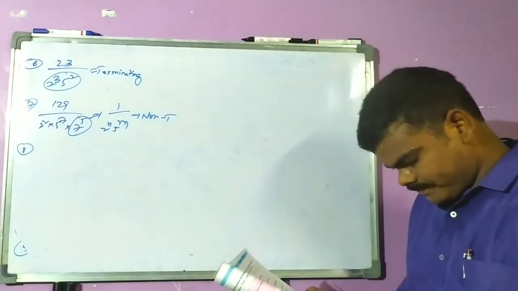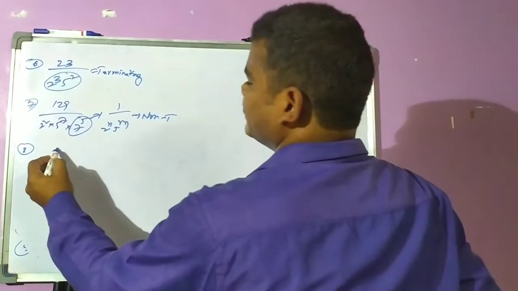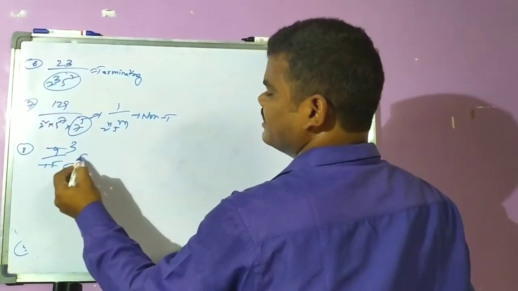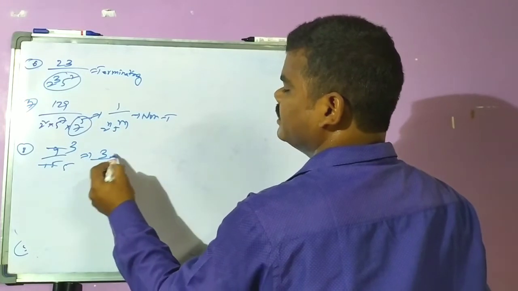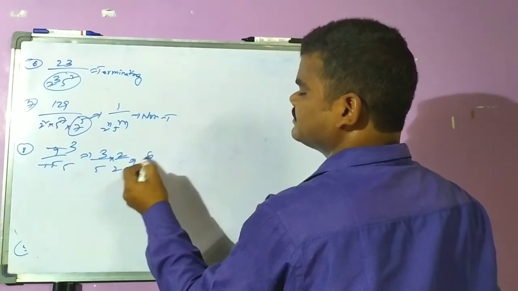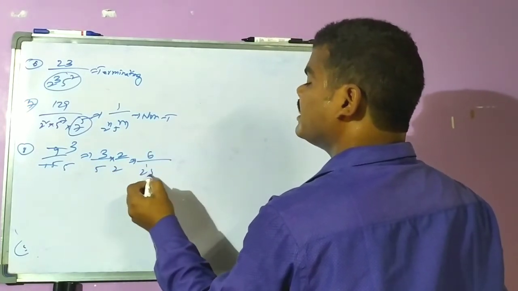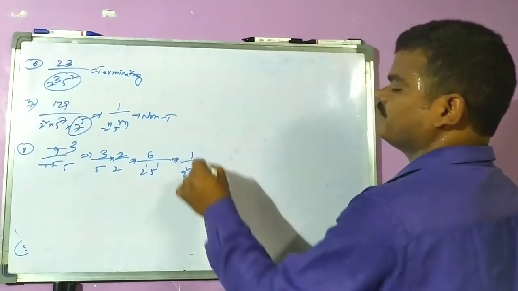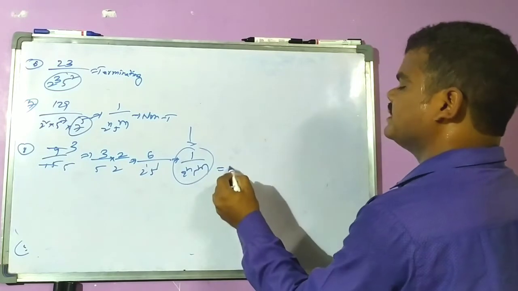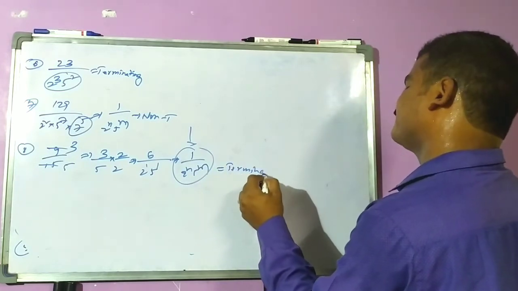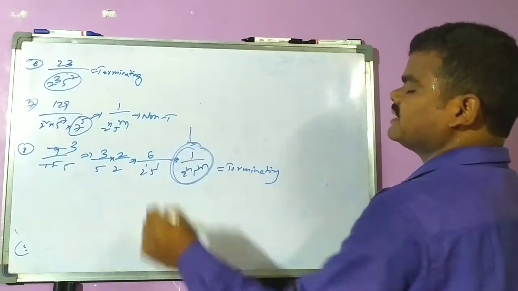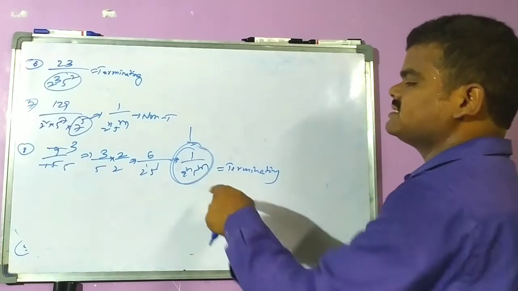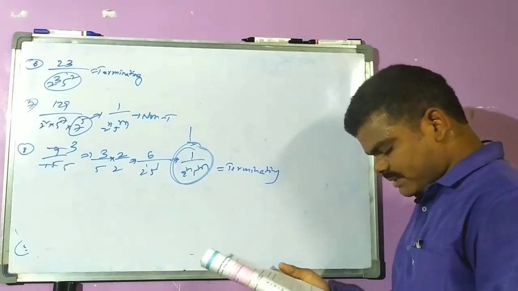8th one. 9 by 15. See, 3 3s are 9, 3 5s are 15, so 3 by 5, which can be written with 2 into 2 as 6 by 2 power n into 5 power m. It exists in 2 power n into 5 power m. This is a terminating decimal expansion. The denominator can be expressed as a product of 2 power n into 5 power m, so this is a terminating decimal expansion.